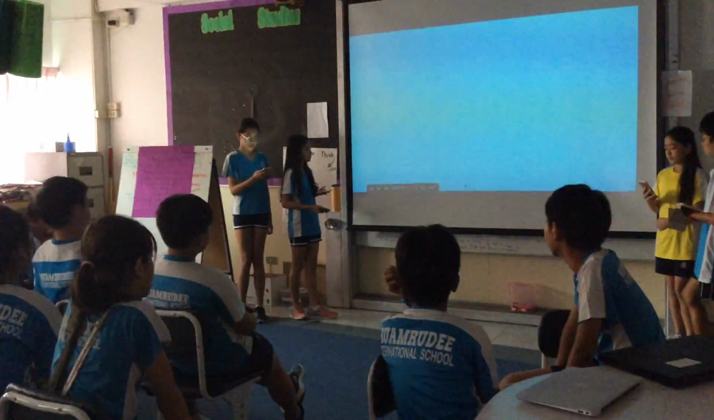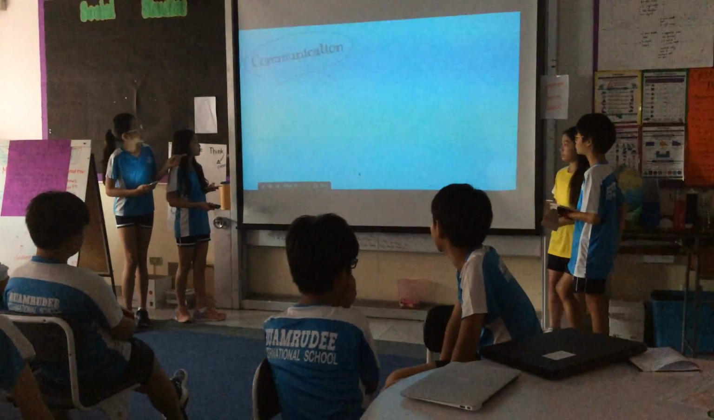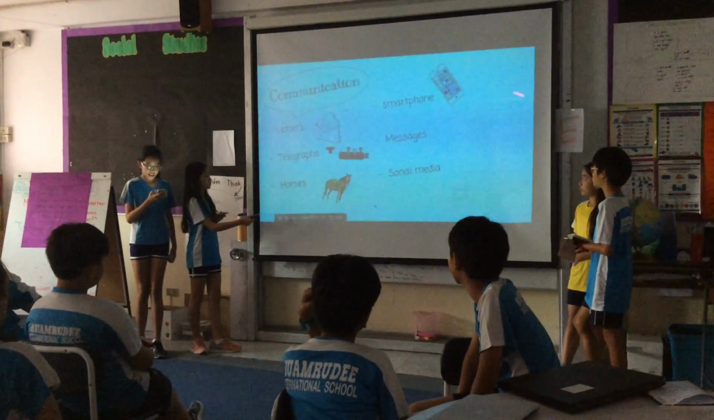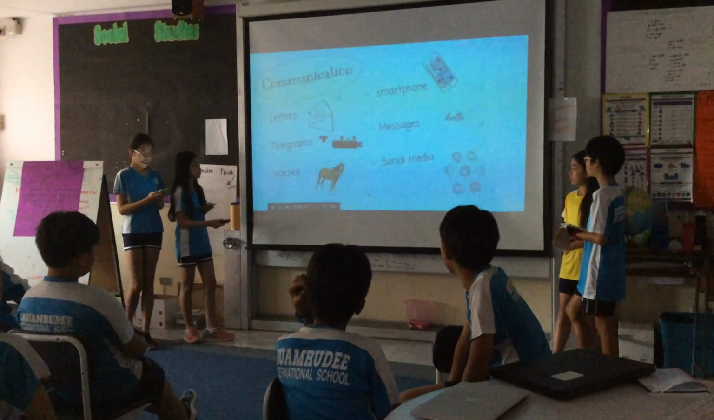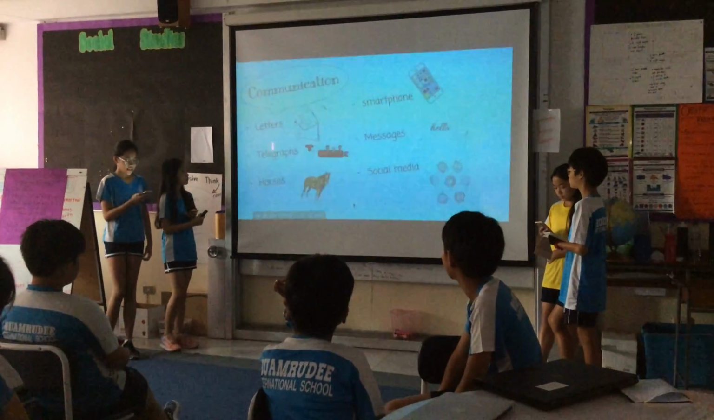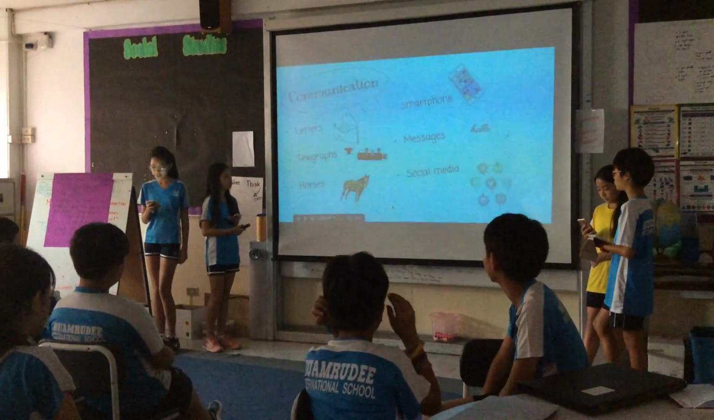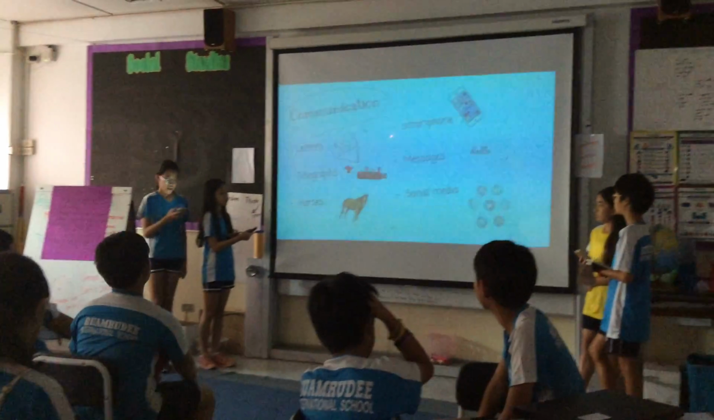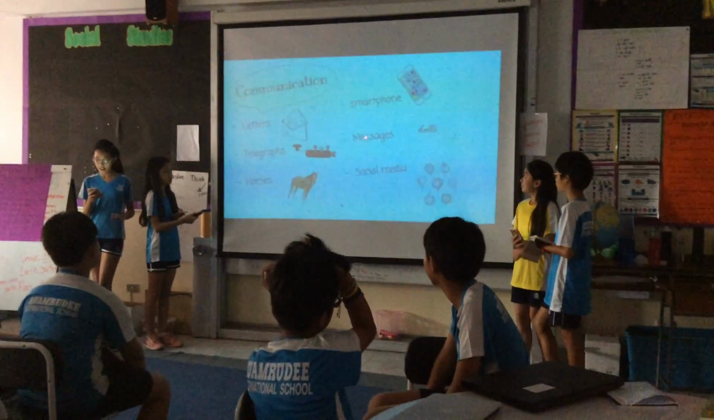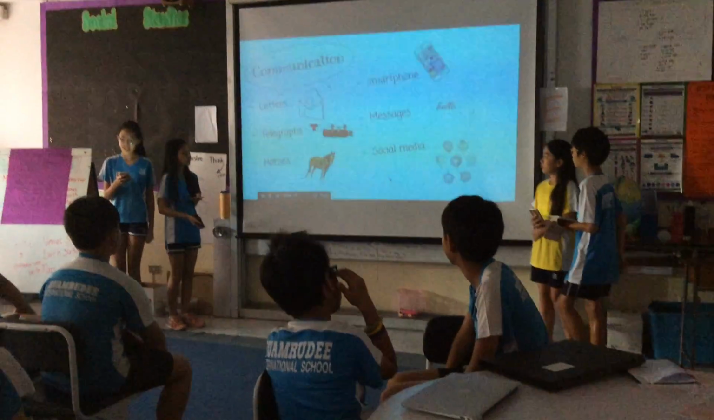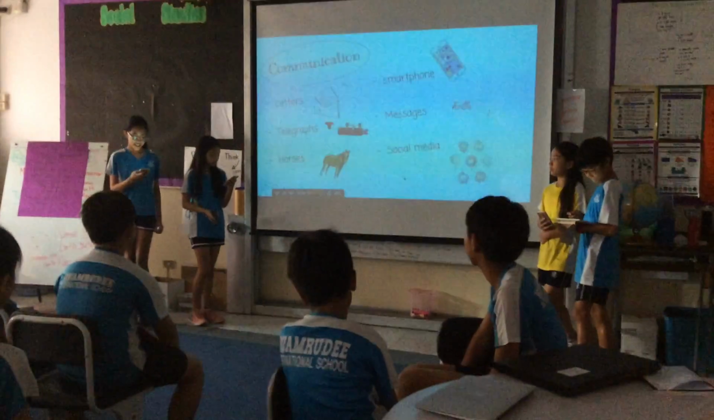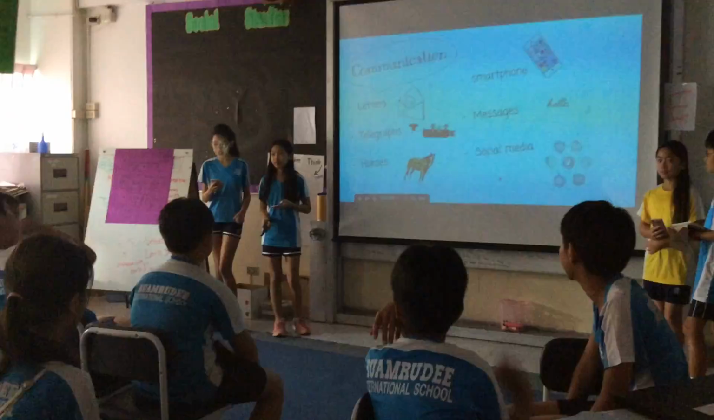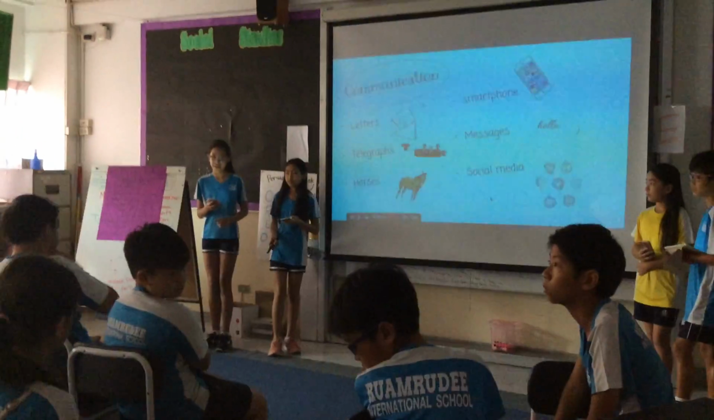Here's something people use to communicate. At the left is olden days, and at the right is nowadays. In the olden days, people used letters, telegraph, and horses to communicate and transfer information. Nowadays, we rather use smartphones, social media, messages, and texting to achieve better communication. We deliver a lot faster, and not only by talking and writing, but also by transferring information using pictures.